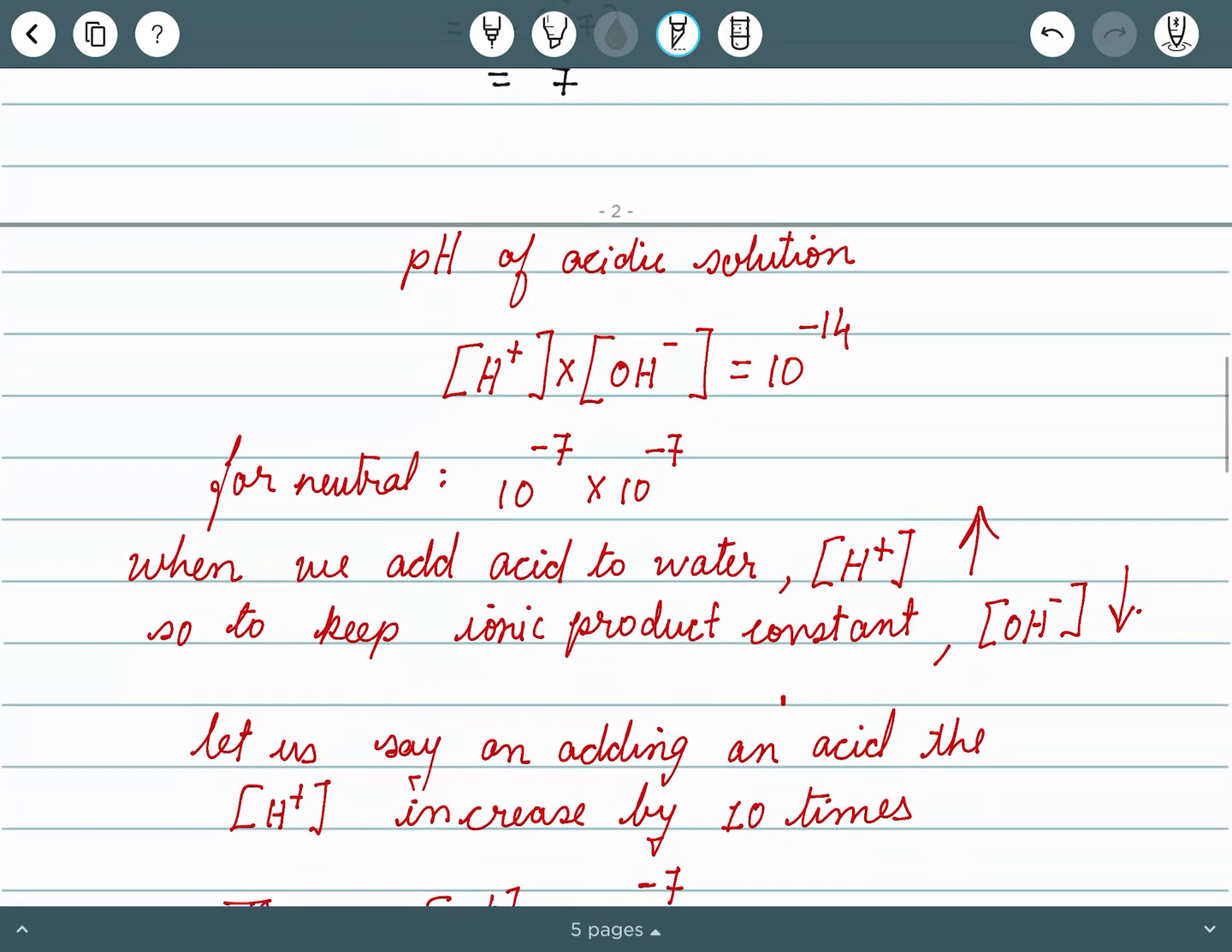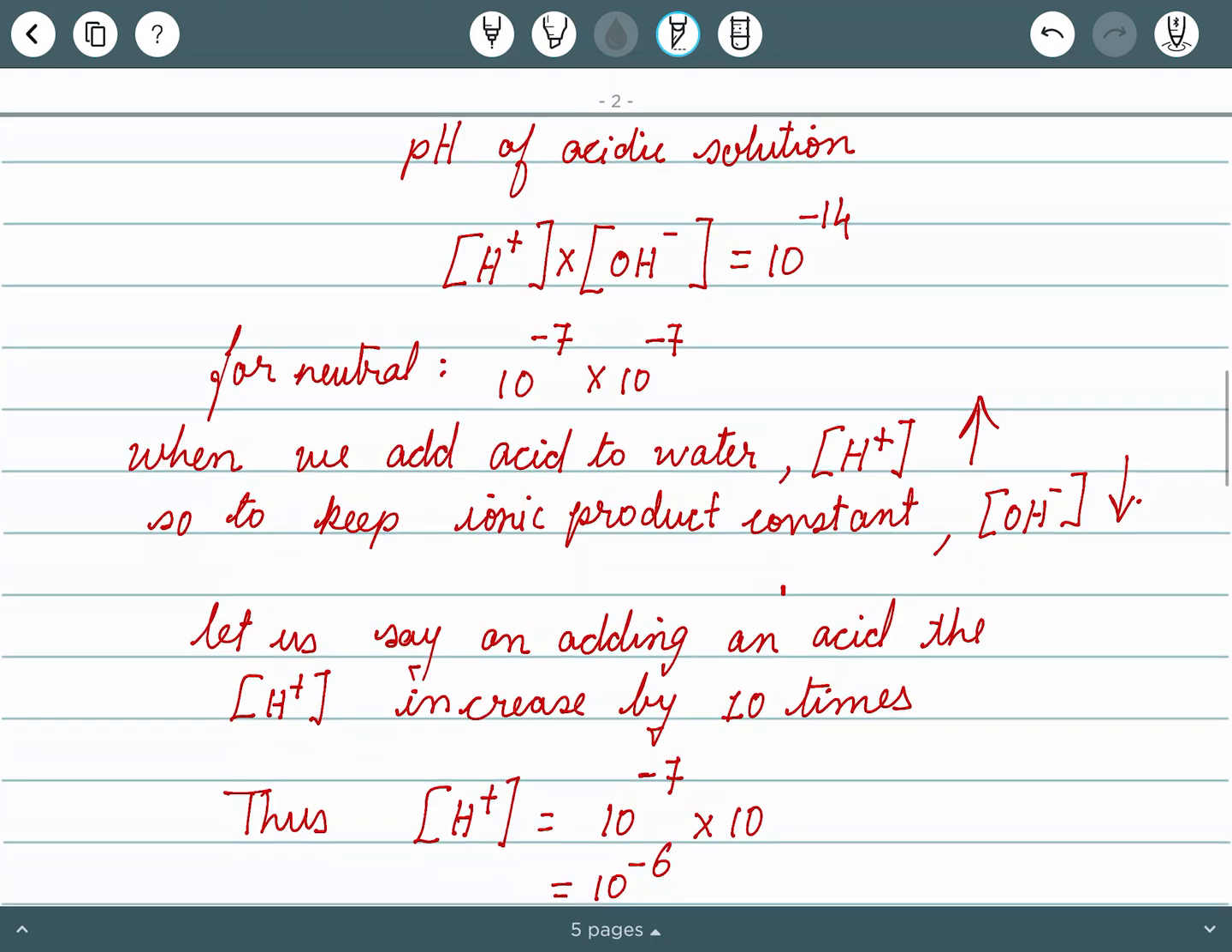Try to understand how do we find out the pH of an acidic solution. You all know what happens when we add acid to water. Nothing new, we know that acids when added to water will give out H plus ions. So, the concentration of H plus ions will now increase.